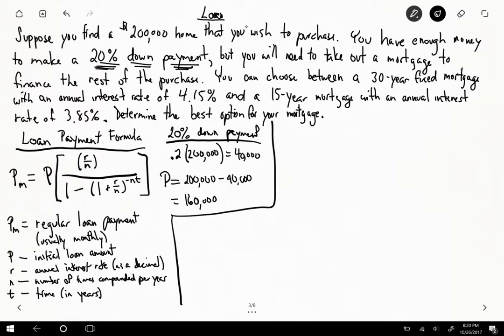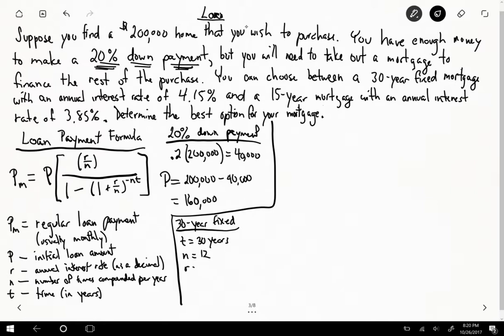We'll start with the 30-year fixed. So we have P is 160,000 regardless. We need some other things. We need r, n, and t. So notice the 30-year, it tells you right out the gate what t is. So t is 30 years. As I mentioned, number of times compounded per year, you're talking a monthly payment, so this is going to be 12 times per year. Even though it doesn't say it, this is how mortgages work, monthly payments.